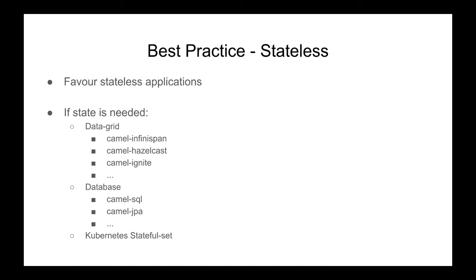Another good practice, when you build integrated microservices, is to try to build your service as stateless. If you need any kind of state, then Camel has great support for that with different components. There are some for memory data grids like Infinispan, Hazelcast, Apache Ignite, and so on. And of course, you can also store state in traditional databases or key value stores and so on. And Kubernetes itself comes with a concept for stateful applications called StatefulSet.